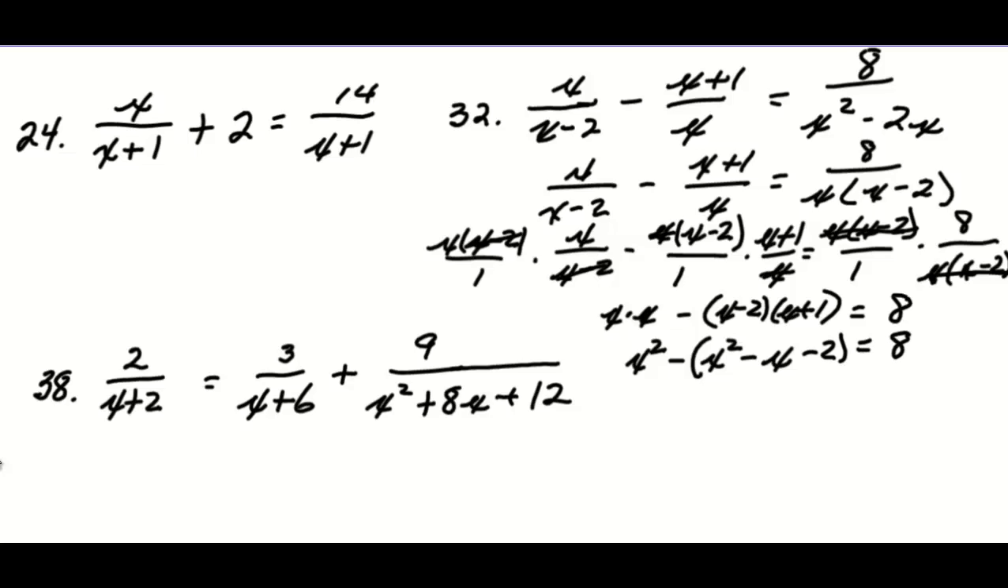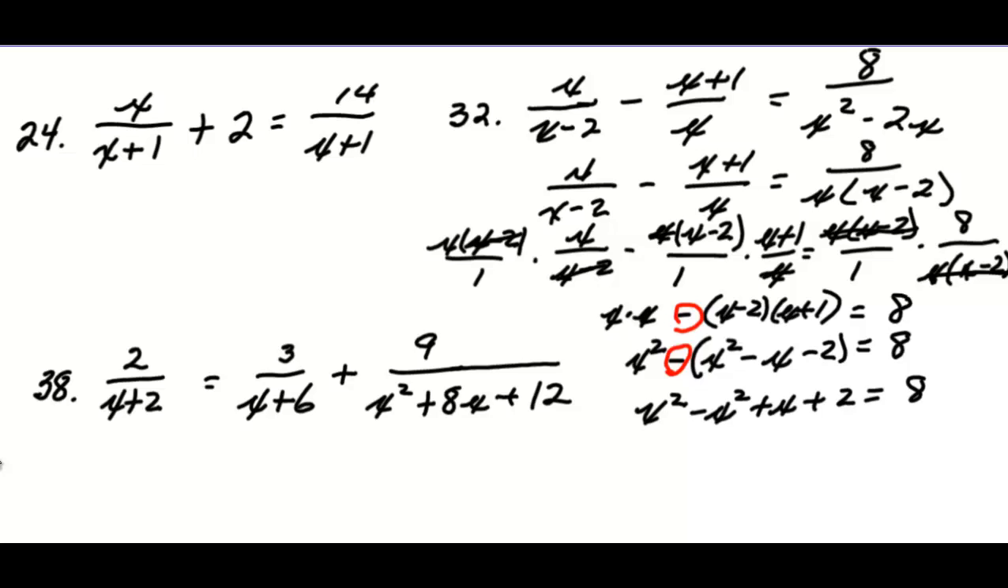Now, I went through that step pretty quickly. If you want to do the FOIL system, you should come up with x squared minus x minus 2. Notice I put that in parentheses, though. That's important because I have that minus sign in front. This minus sign right here is going to change all the signs once I distribute that minus through there. So what I'm going to get next is x squared minus x squared plus x plus 2 equals 8.